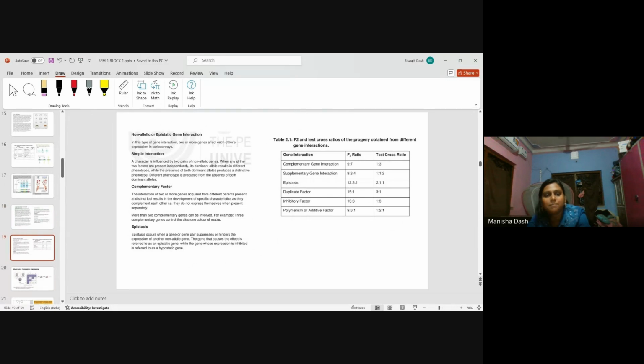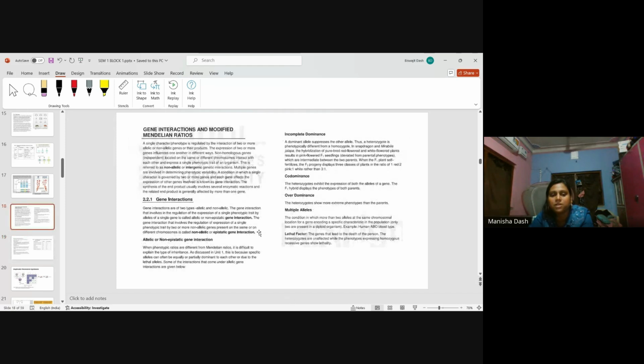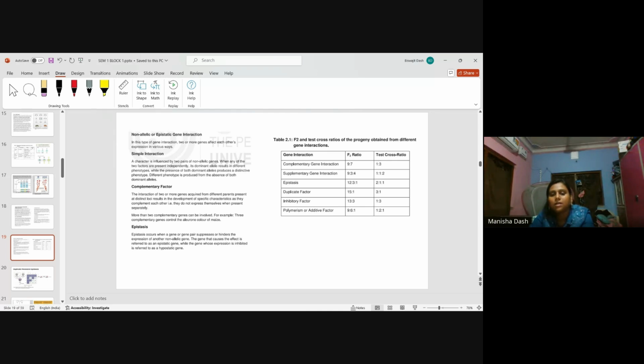Then comes epistasis. Till now we have observed allelic interaction, where two alleles interact among themselves, like capital T and small t. They are alleles of the same gene. The capital T is dominating, masking, or suppressing the expression of the small t. These kinds of interactions are called allelic interaction.